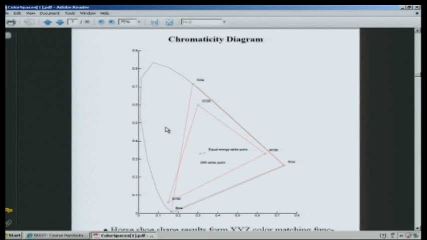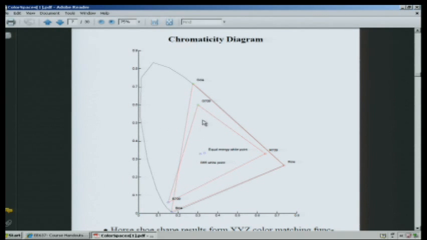If you're outside the triangle, what does that mean? It means that those are real colors, but you just can't produce them with a combination of these three primaries. So if your device physically uses those three primaries, that means that those colors are out of the gamut of that device.